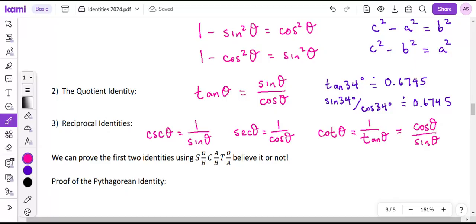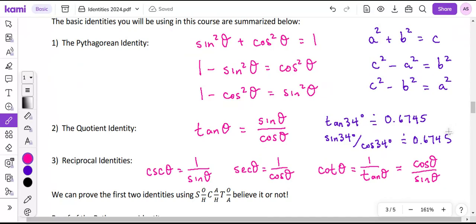Time-wise, we're doing fantastic. We're only 20 minutes in. This is great. Okay, so those are the three identities. We've showed, hopefully you're convinced, the first two are true. And the third one we've seen before. Is there anything you guys want to chat about?